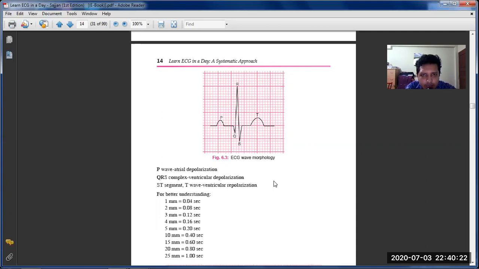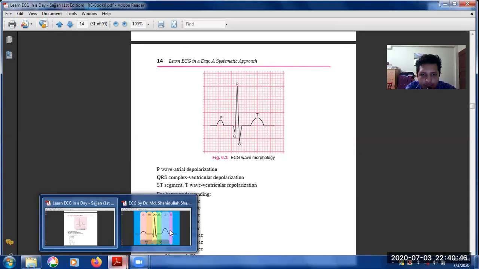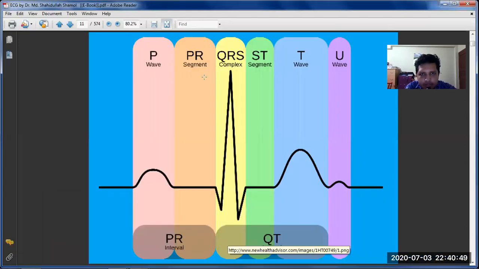And there are also many segments and intervals in the ECG wave. Segments denote a length from the end of a wave to the beginning of the next. An interval is the length from the beginning of a wave to the beginning of another wave. So let's see another picture about the segments and intervals. This is the PR segment, the portion from the end of the P to the beginning of the Q. This is the ST segment, from the end of the QRS to the beginning of the T. It's very important. I will discuss it later.